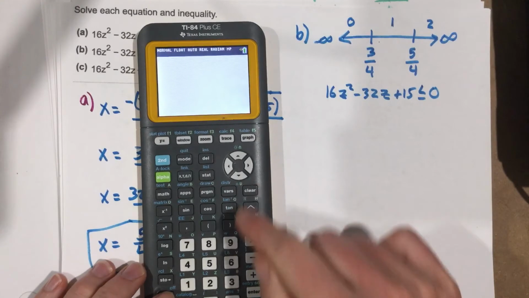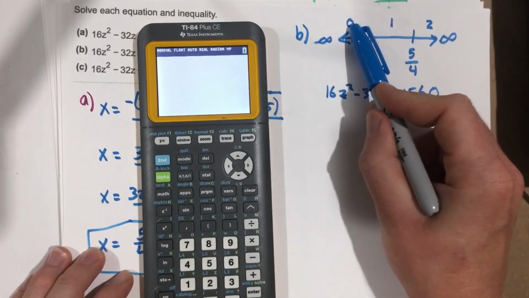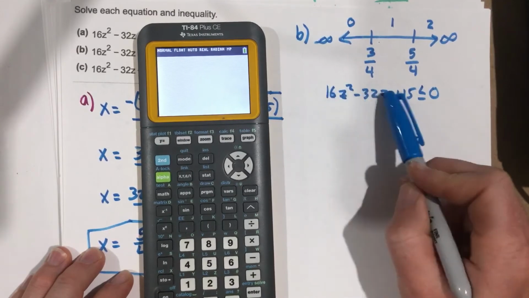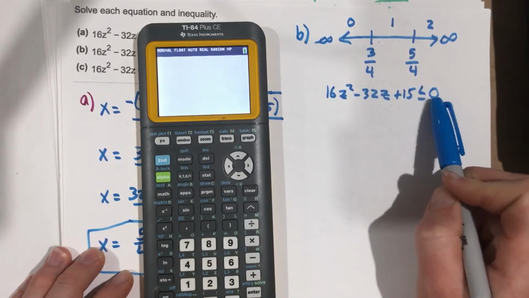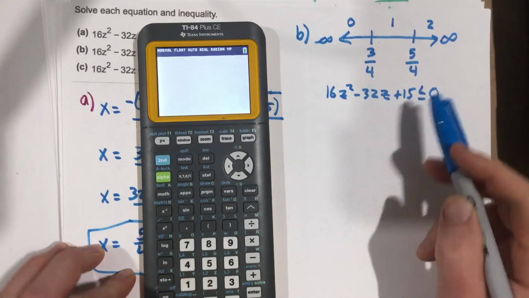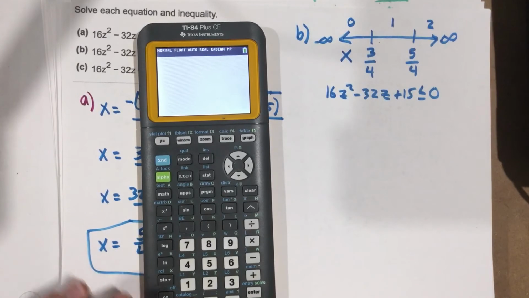So first of all, if I plug in 0, this one's pretty easy to figure out. If I plug in 0, that cancels this term and this term. I'm left with 15 less than or equal to 0. Is 15 less than or equal to 0? No. So this part of our number line, there's no solutions there.